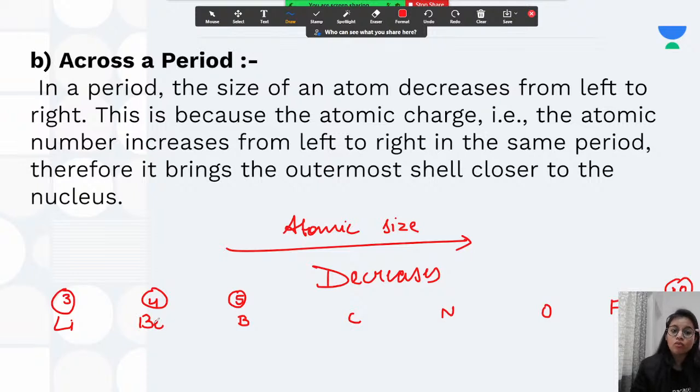So what do we get to know from it? The size of an atom will be decreasing from left to right because of the atomic charge or the atomic number, since it is increasing from left to right. Atomic number is nothing but the protons, the positive charge, and it tends to bring the outermost shell closer to the nucleus, thereby shrinking the size of the atom. Hope that is clear.